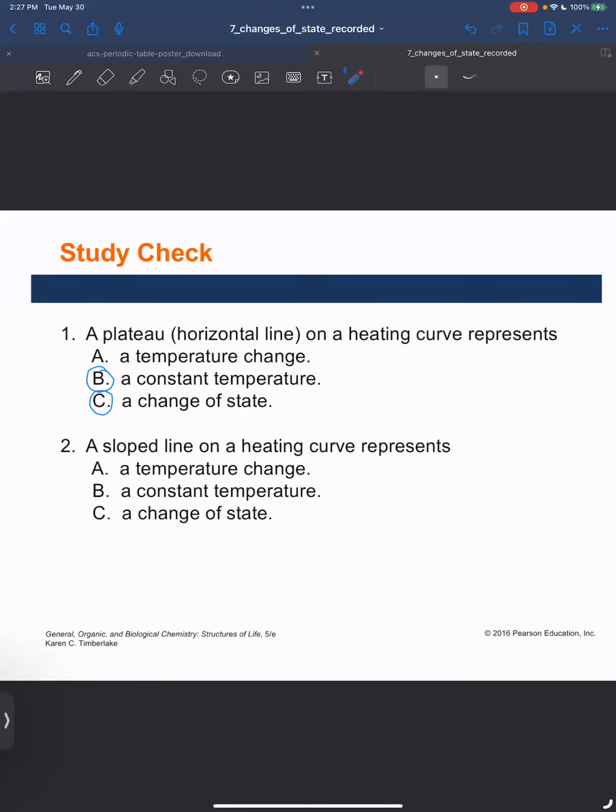A sloped line on the heating curve represents what? Good, it represents the last one, right? A temperature change. So the other two were for the plateau, the constant temperature change of state, but the sloped line was a temperature change, and the state of matter is constant in that slope.